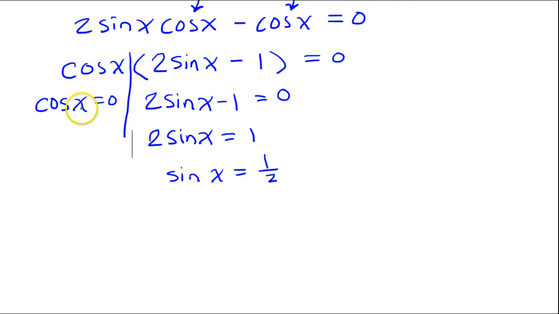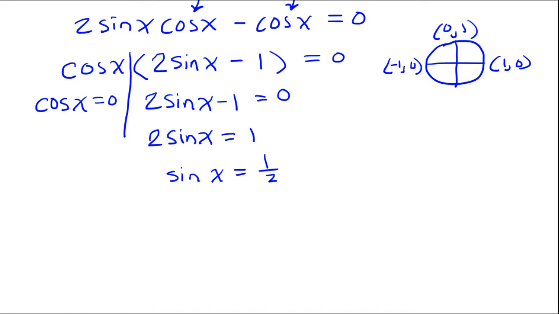Cosine of what angle is 0? Well, we are talking about quadrantal angles right now. So over here we have 1 comma 0. Up here is 0, 1. Over here this is negative 1, 0. And down here this is 0, negative 1.